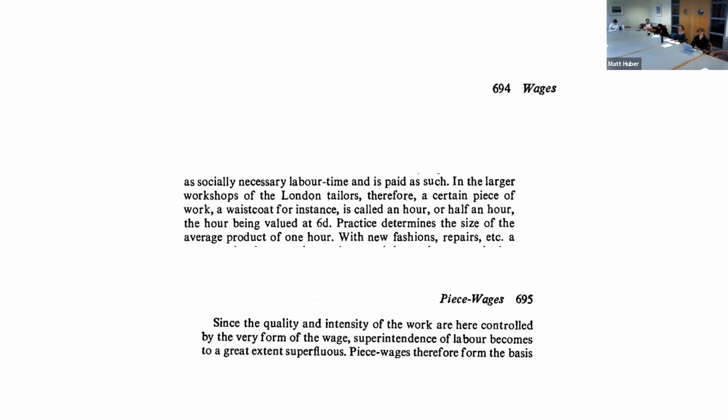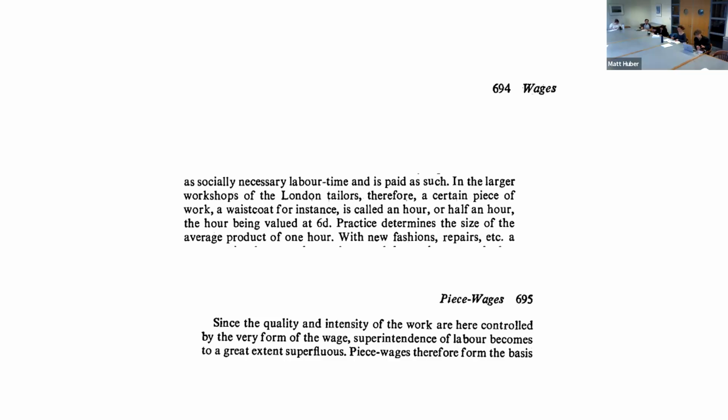He says, you know, in the large workshops of the London tailors, a certain piece of work, a waistcoat, is called an hour or a half an hour, being valued at 6d. Practice determines the size of the average product of one hour. With new fashions, repairs, I guess that doesn't continue there. But he says, since the quality and intensity of the work are here controlled by the very form of the wage, superintendence of labor becomes to a great extent superfluous.